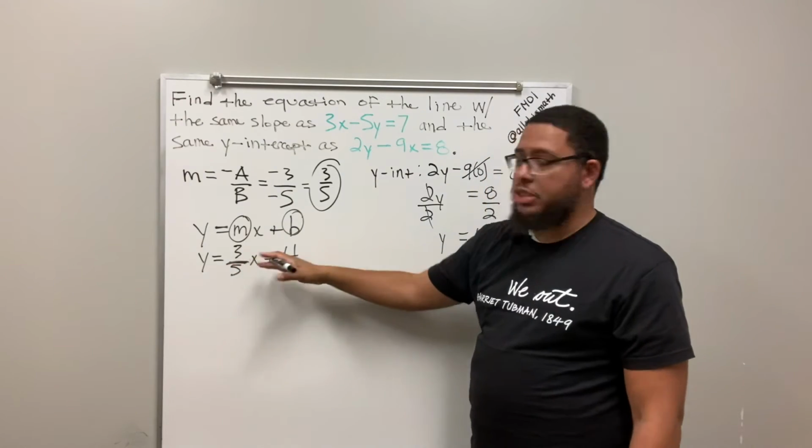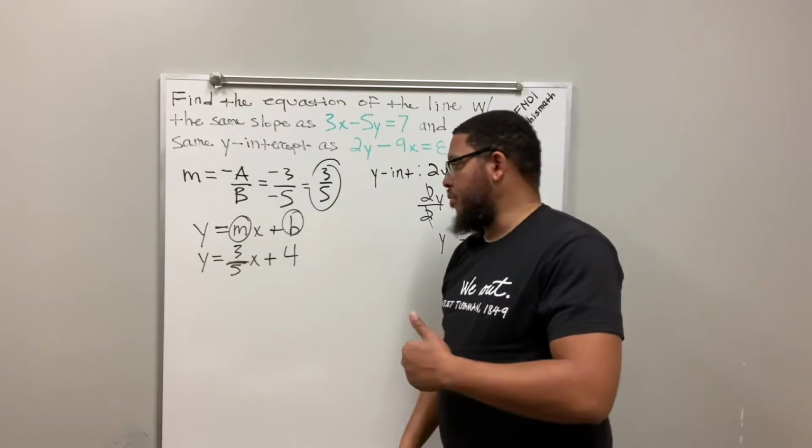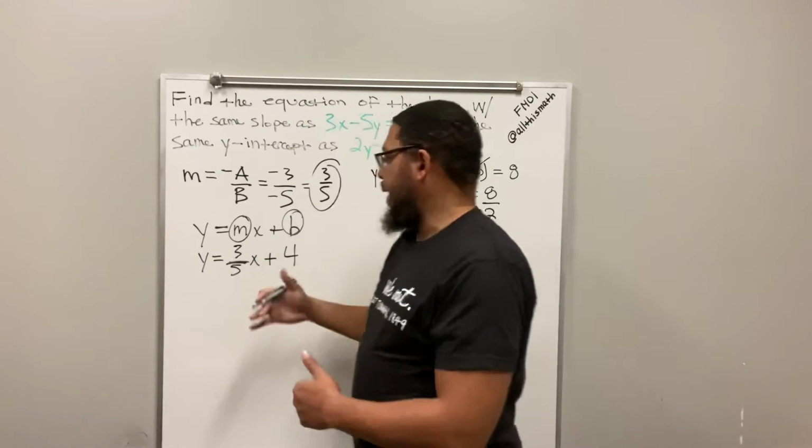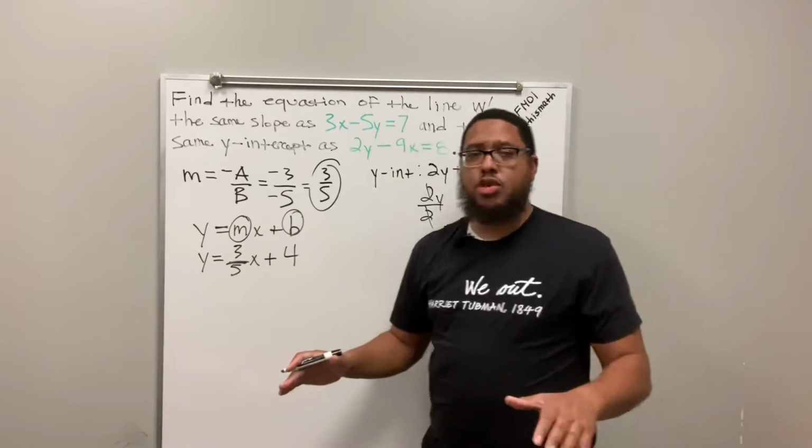Let's convert this to standard form. Now, standard form means that your x and your y terms are all on the left side of the equal sign, and we don't have any fraction coefficients.